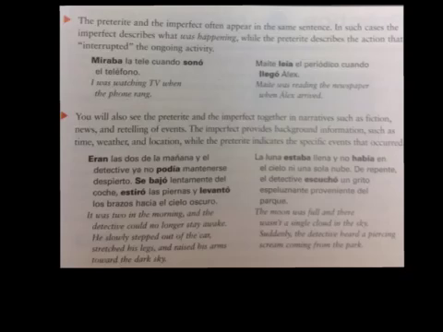Okay, so the preterite and the imperfect often appear in the same sentence. In such cases, the imperfect describes what was happening, while the preterite describes the action that interrupted the ongoing activity. So as we've talked about, the imperfect describes the background, what was happening, whereas the preterite is the one specific thing, the one action that has a beginning and an end that interrupts that.